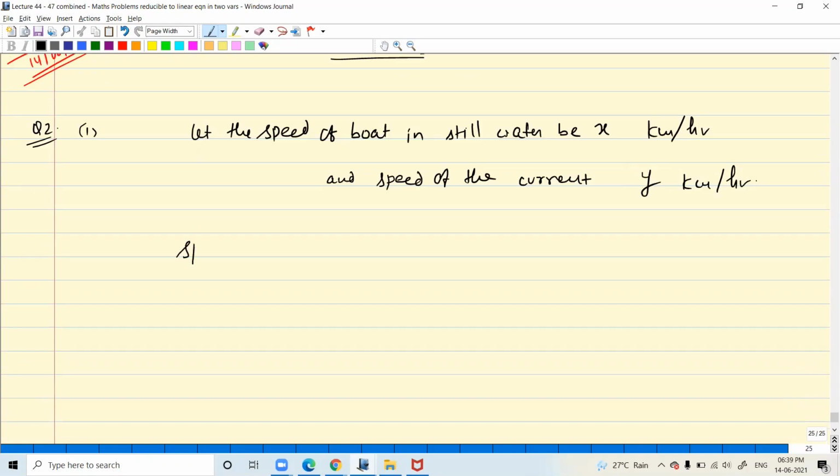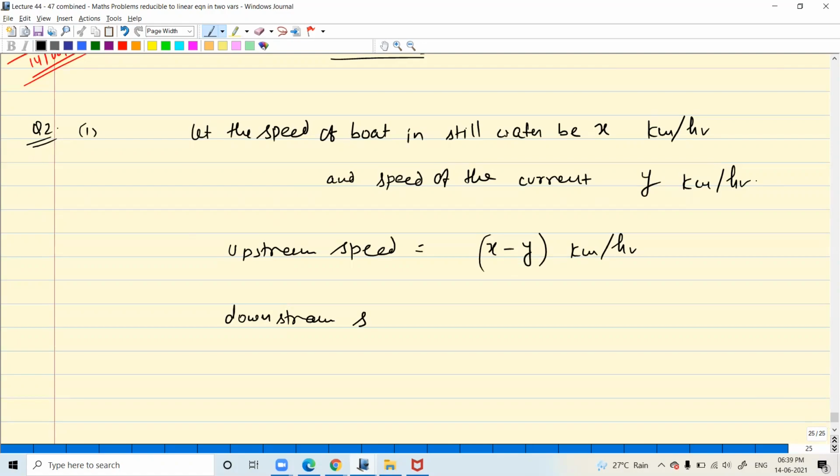So what will be the speed upstream or speed downstream? Upstream speed will be slower, so it will be x minus y kilometers per hour, correct? Downstream speed will be x plus y kilometers per hour.